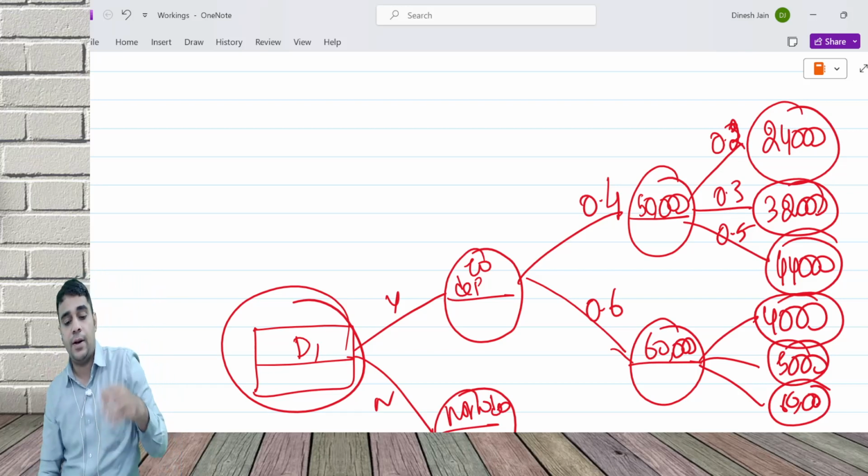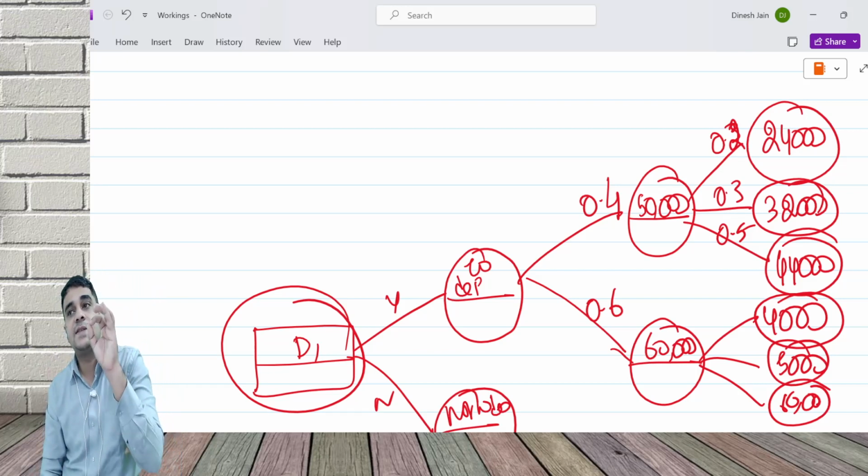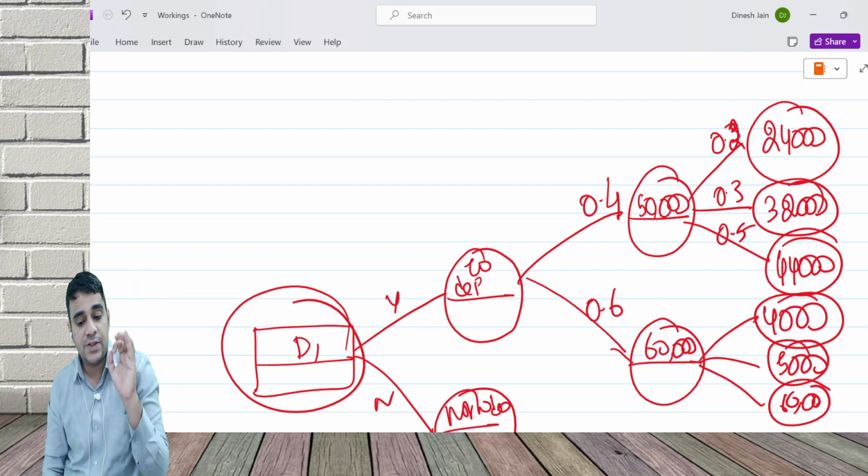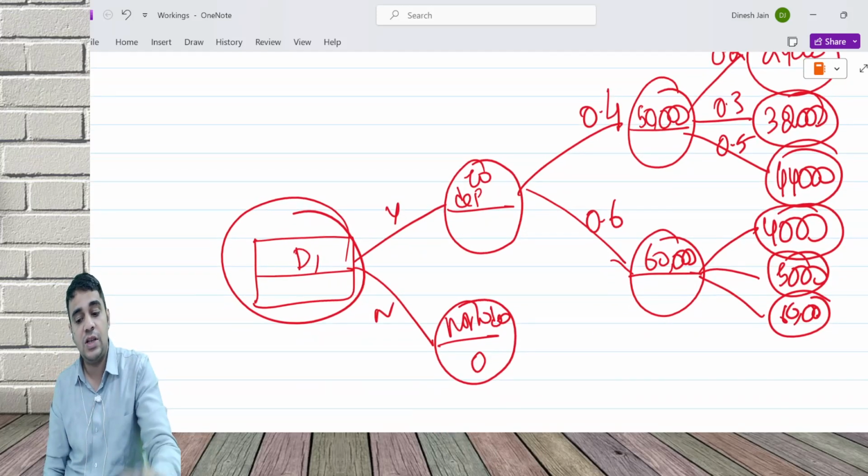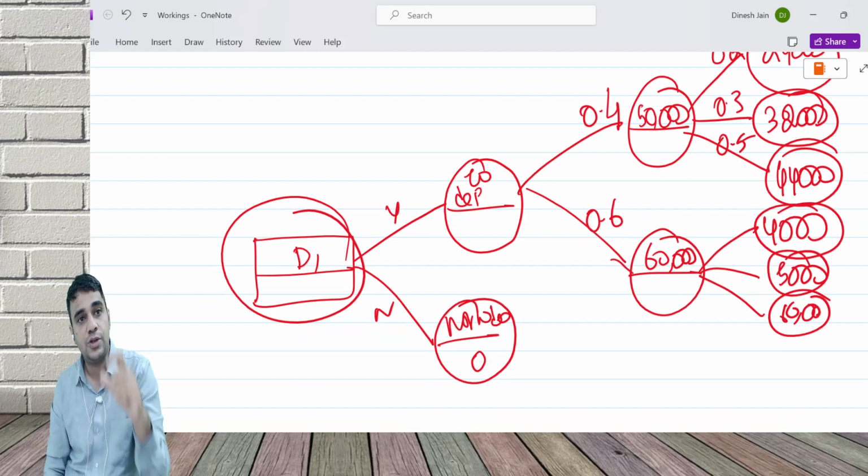Now listen. I have totally 6 branches which are possible. First branch is 50, 24. Second branch is 50, 32. Third branch is 50, 44. That is, year 1 can be 50,000 and year 2 can be 24,000, 32,000, 44,000. Then 60,000 with 40,000, 50,000, and 60,000.